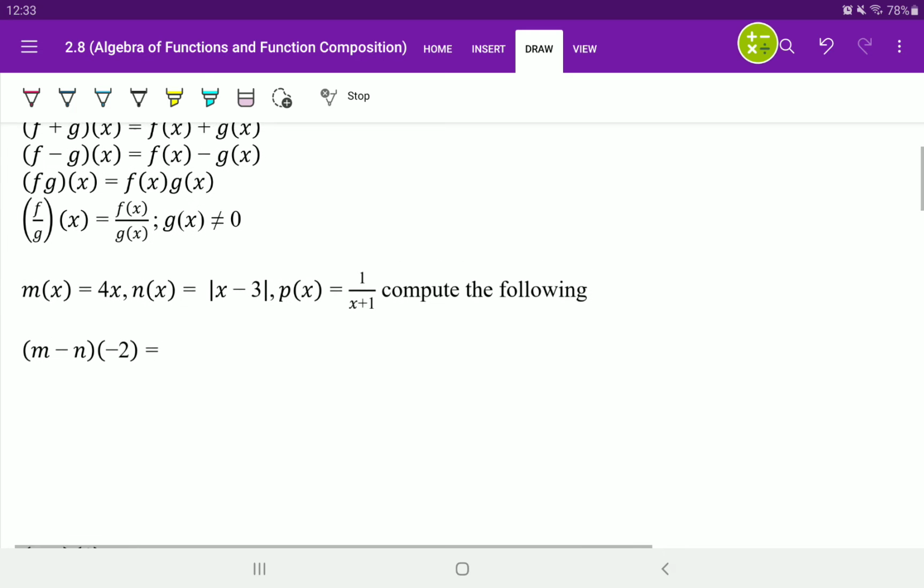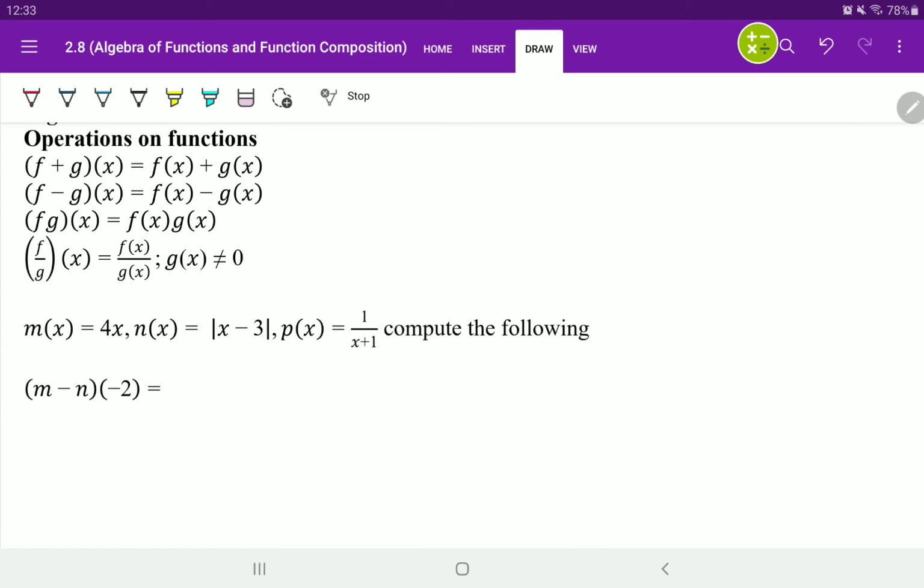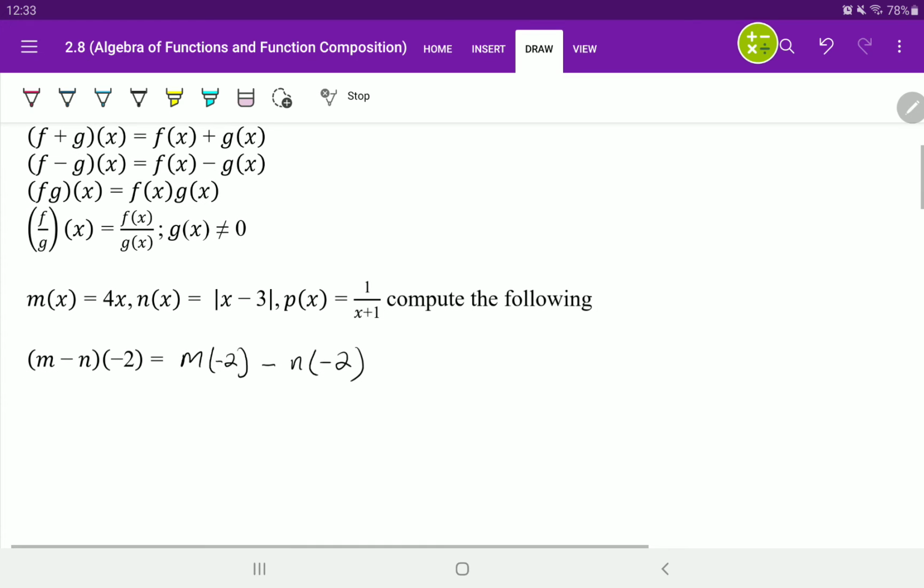Okay. So we're going to use the rules for the algebra of functions. In this part, we have the subtraction of functions. So I can write function m minus n of 2 as m of 2 minus, rather, negative 2, my apologies, m of negative 2 minus n of negative 2. Using the second rule. Now, before I could find an answer for this, I can evaluate each function when x is equal to negative 2.